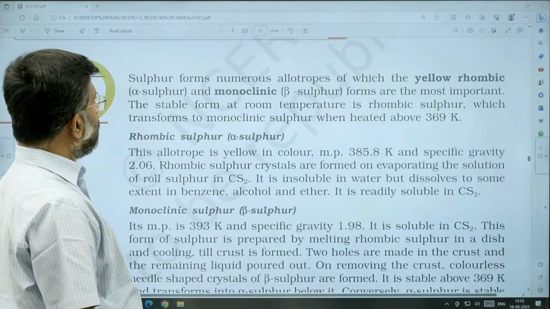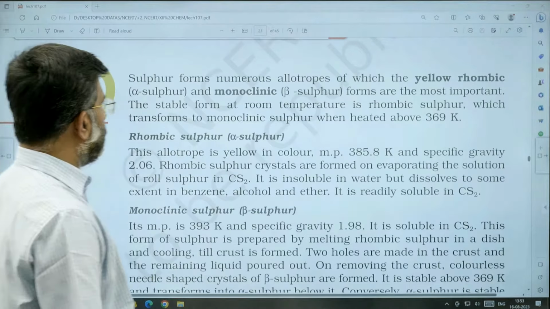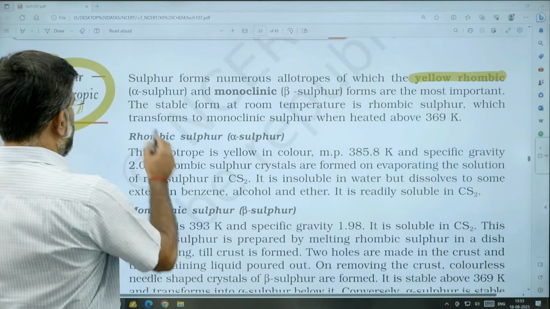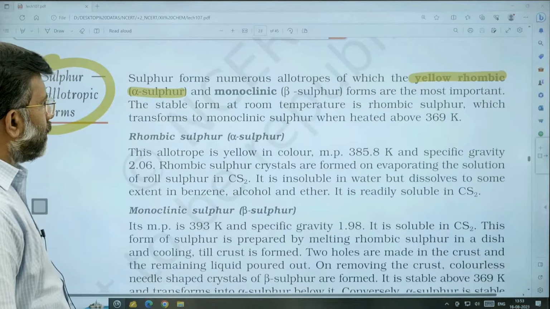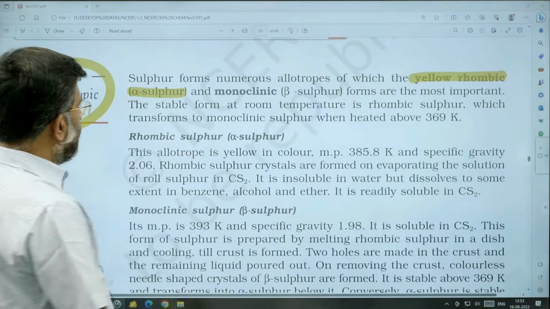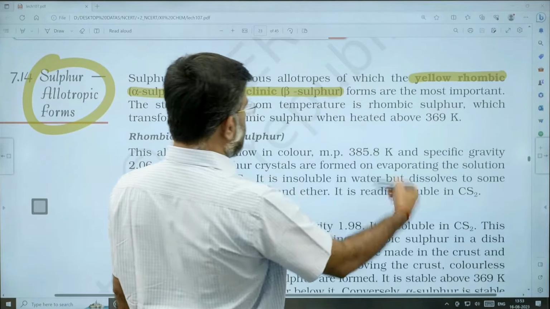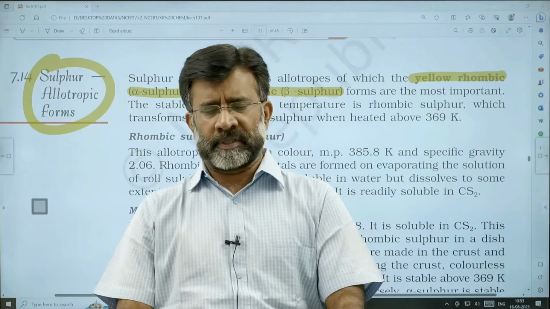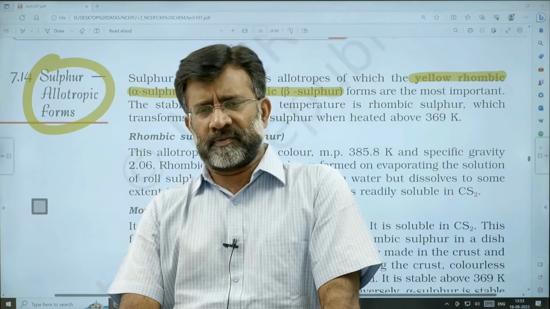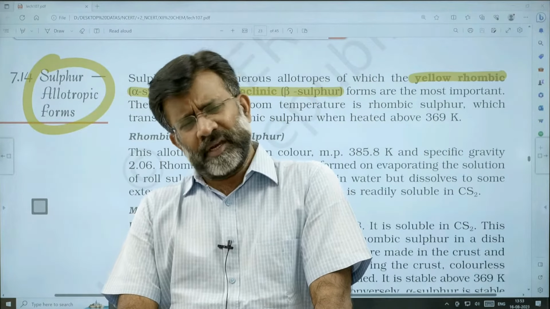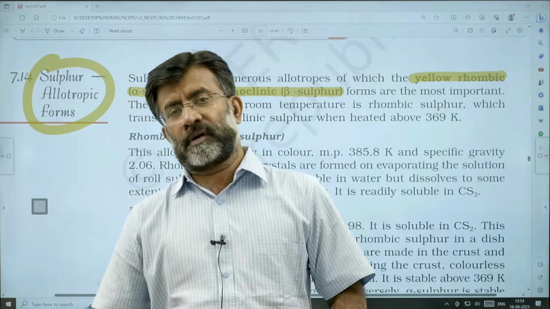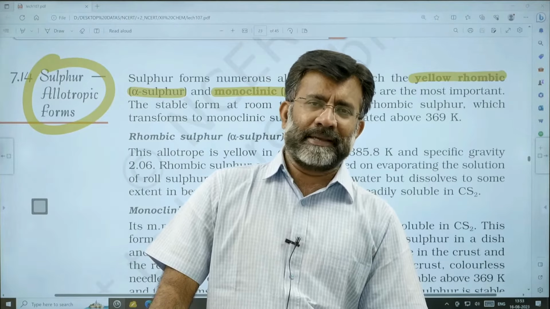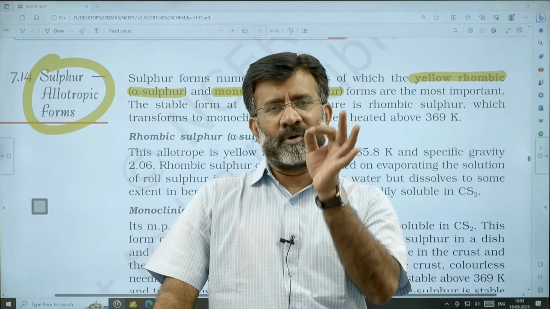Sulfur forms numerous allotropes. There is yellow rhombic sulfur, we call it alpha sulfur, and then monoclinic beta sulfur. These are the most important allotropic forms. There are many forms: plastic sulfur, colloidal sulfur. The most important ones are the alpha and beta forms. The alpha form is rhombic in nature, the beta form is monoclinic in nature.